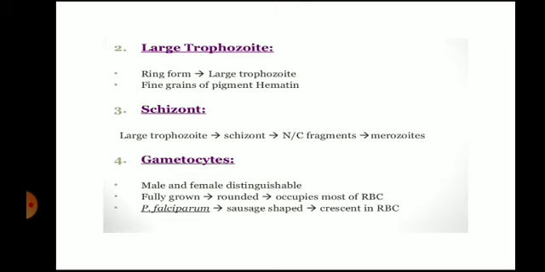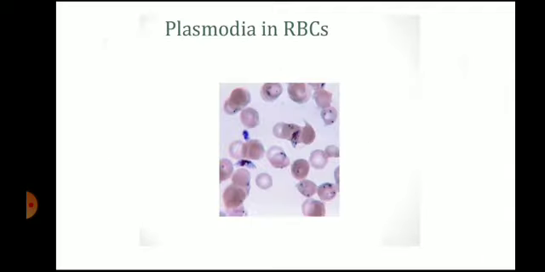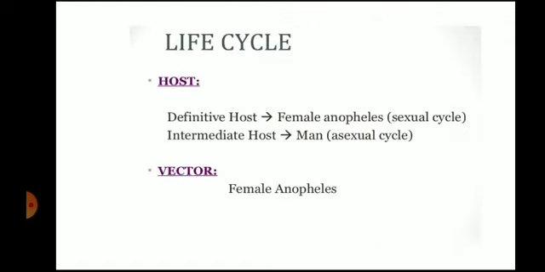Next stage is schizonts. These large trophozoites are converted into schizonts, which are nuclear cytoplasmic fragments, and these are later converted into merozoites. Gametocytes are of two forms, male and female, which are indistinguishable. These are fully grown and rounded and occupy most of the RBC. Falciparum is sausage shaped and crescent in the RBCs. Others are round. You can see here plasmodia in the RBCs, which are in ring forms and gametocyte forms.